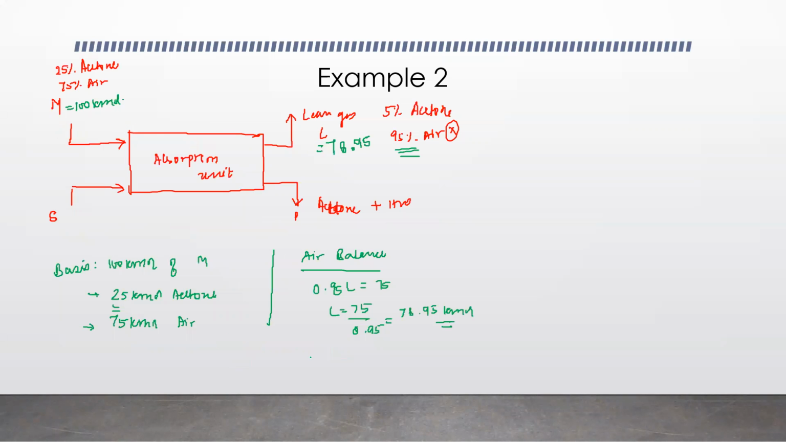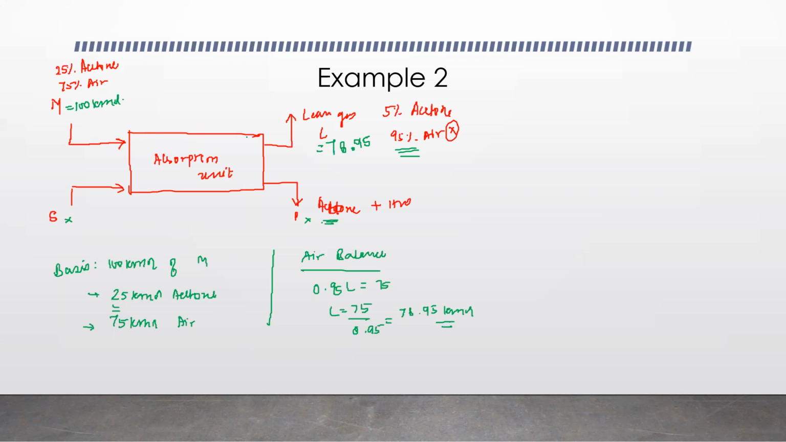There is nothing much that you need to worry about. If they would have asked you about P and S, how would you have proceeded? Since you have acetone here and acetone here, and you have also got the acetone that has been absorbed, you would have done an acetone balance based on that.